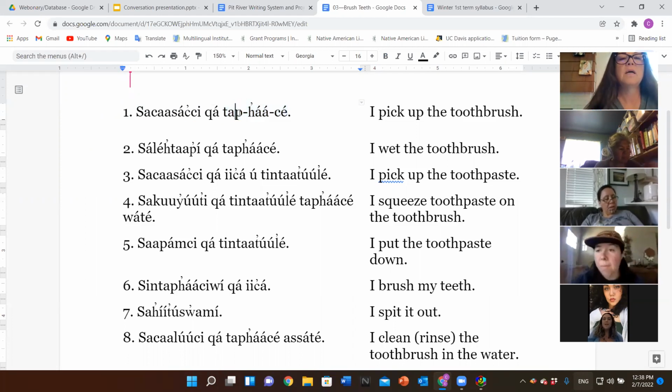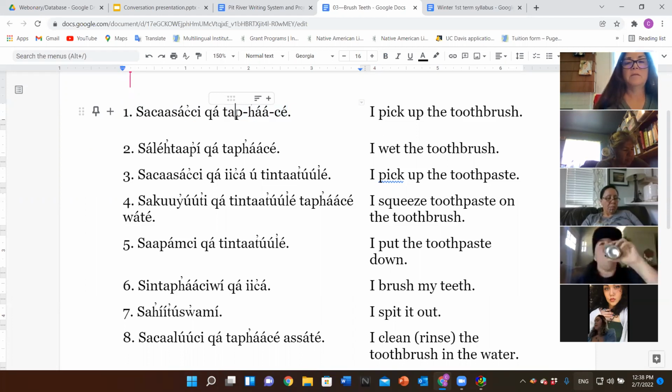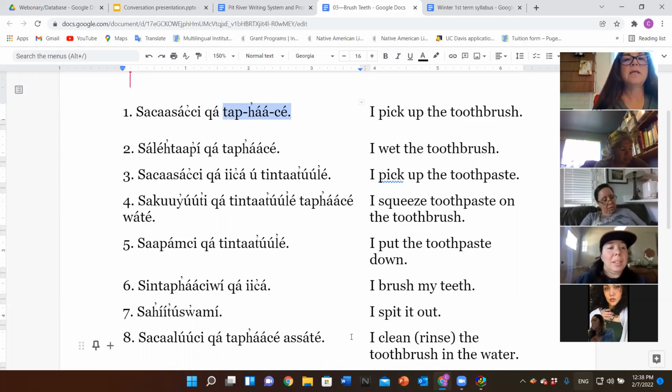Dap, the P, you've got to get the dap ha j. That's the hard part. Dap ha j. Hold up. So it's saja satji ga dap ha j. Yeah, ga dap ha j. Okay. Saja satji ga dap ha j.